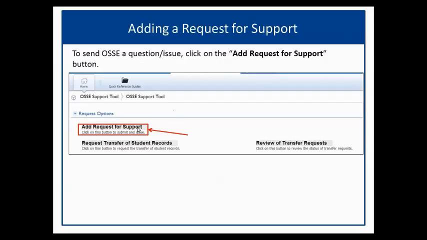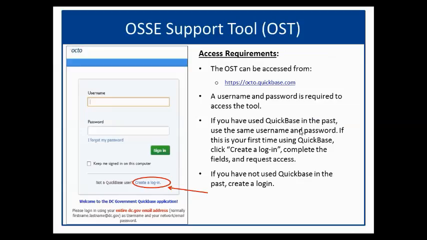The way you do that is you log in and you click on Add Request for Support. This just shows you have a username and a password that's required to access the tool. And if you need to create a login, you can create that by clicking on Create a Login. And if you already have a login and forgot your password, you can click on I forgot my password and reset it. This isn't a password that OSSE maintains. This is something that you would maintain on your own.